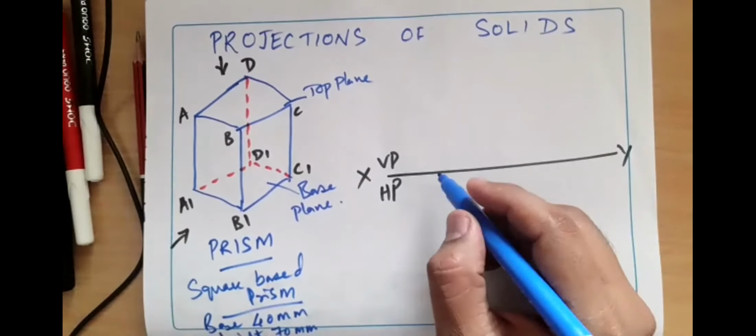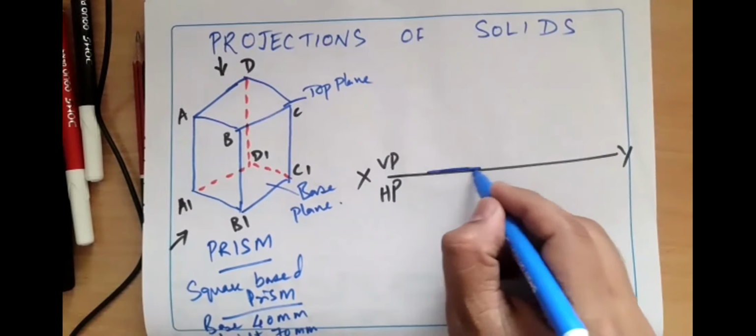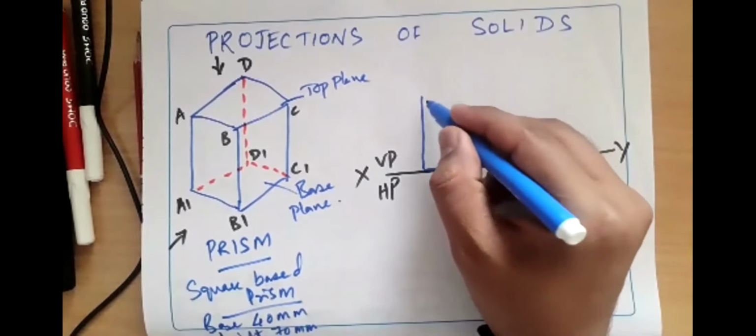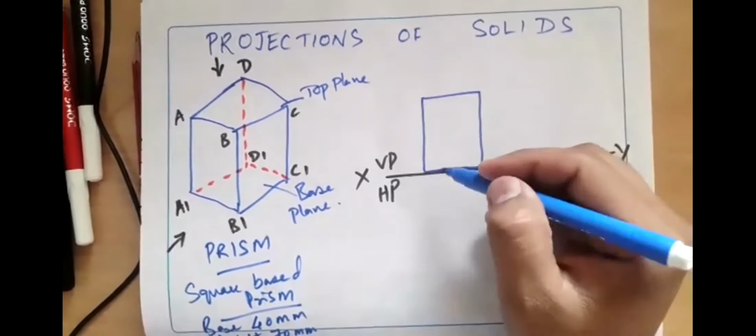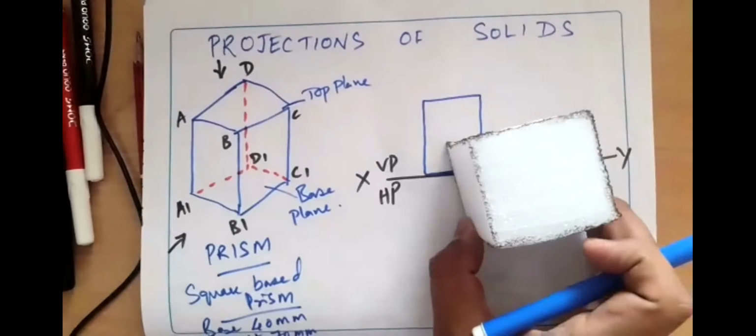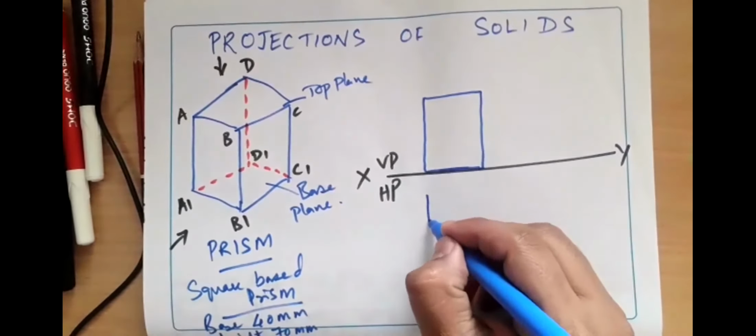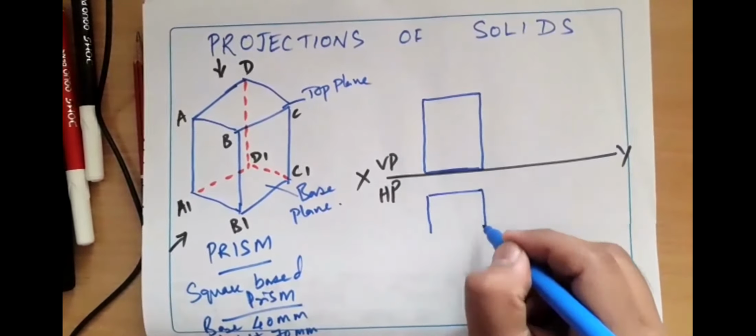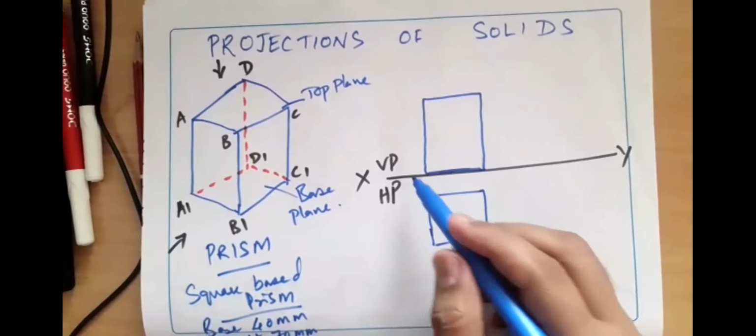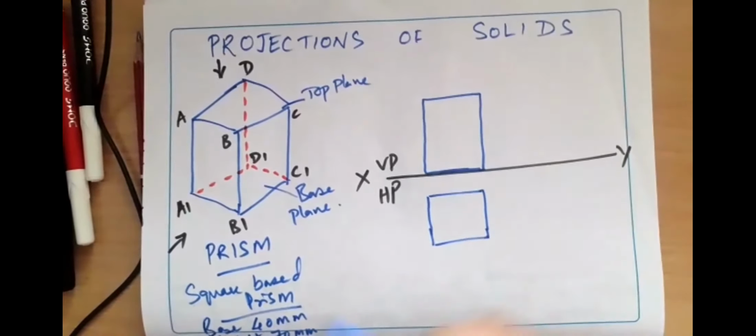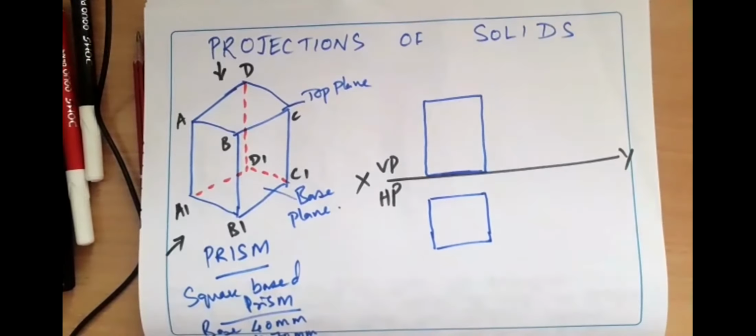So what will be the front view? The front view will be 40 mm wide and the height will be 70. Same way, if I see this from the top, how will it be seen? It will be seen as a square of 40. So forget about dimensions. This is 70 and this is 40. That can be done very easily, and looking at the figure it is very easy to see.